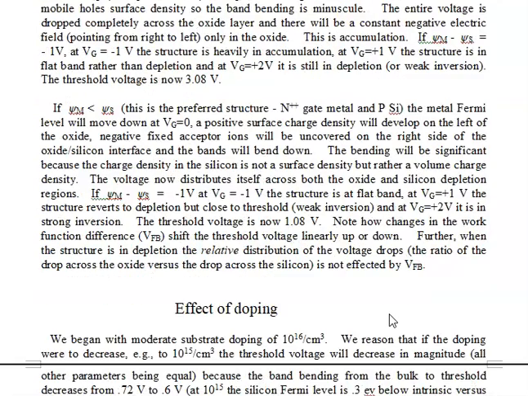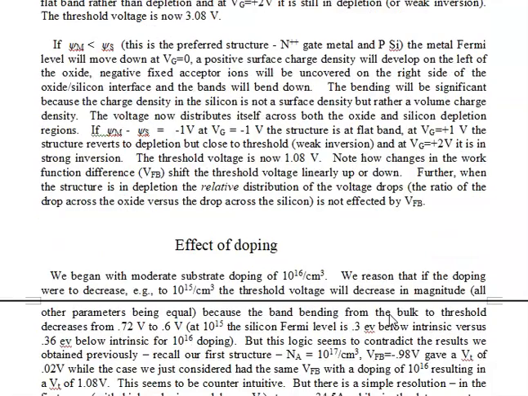Okay, let's go on to the effect of doping. So the first example, everything we've done in this previous part of the section, had a doping density of 10 to the 16th for the P silicon. Okay, now we can reason that if the doping were to decrease, and we're going to do that in just a little bit, to 10 to the 15th, our reasoning is that the threshold voltage will decrease in magnitude.